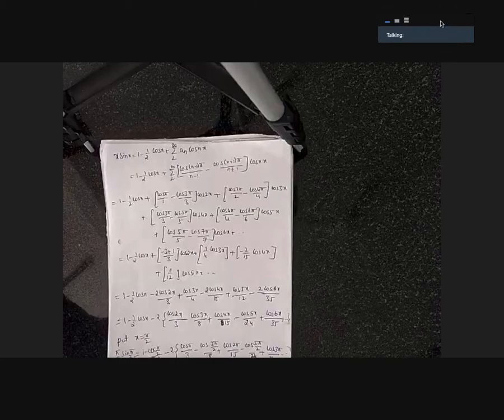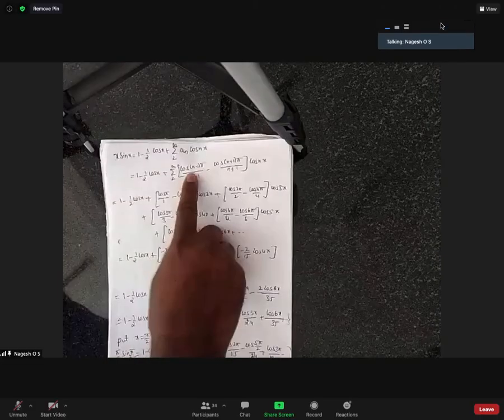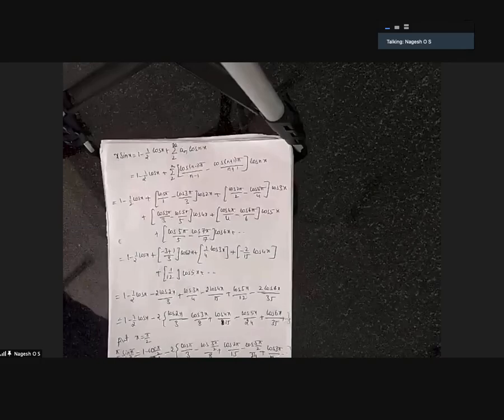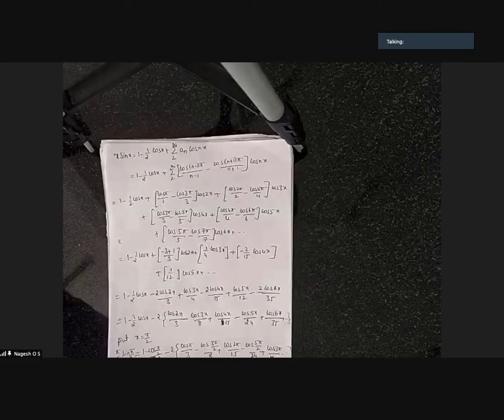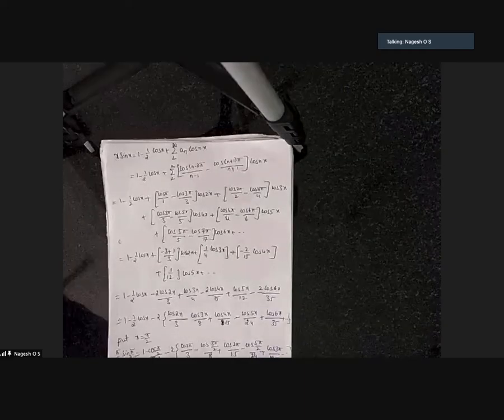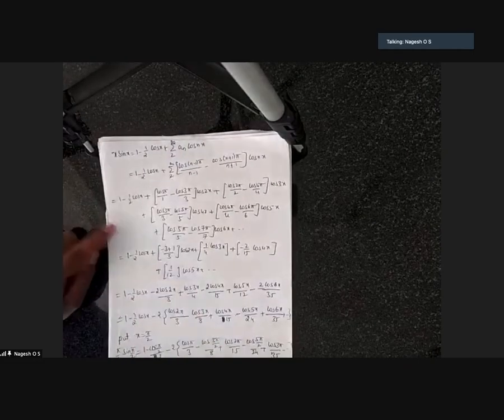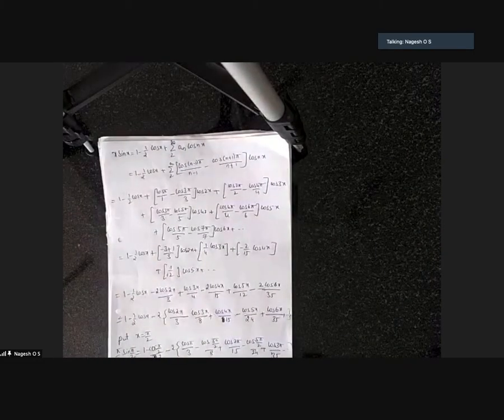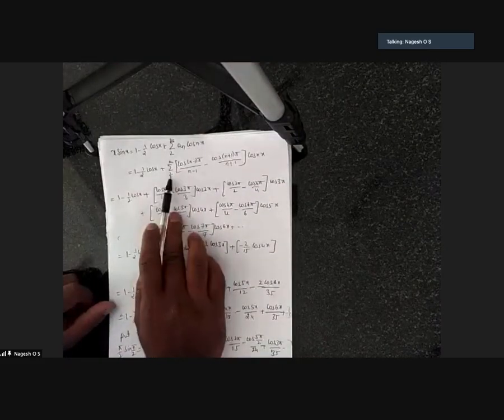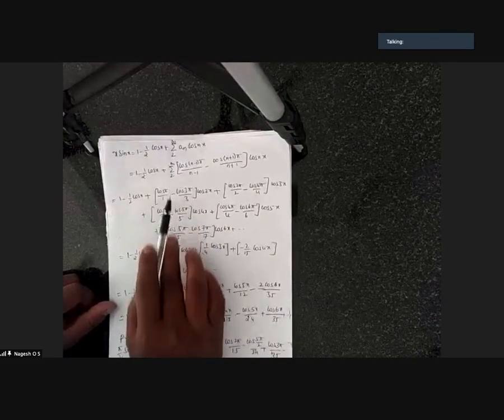A naught is 2, A1 is minus of, then AN is this: cos (n minus 1) pi by (n minus 1) minus cos (n plus 1) pi by (n plus 1). Okay, substitute that. After that, what you have to do? Give values for n. Start from 2.